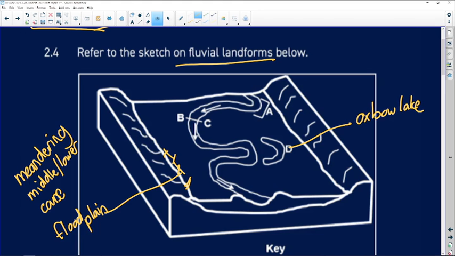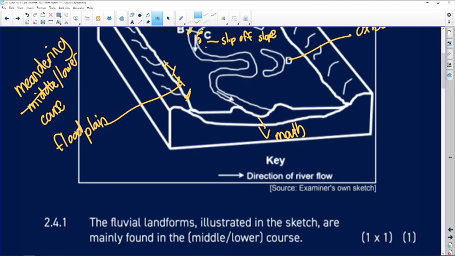And then there's a cross section from B to C. Now, remember, water flows fastest on the outside bends. So B is known as the undercut slope. The water flows slower on the inside bends, so we have deposition taking place on the inside bends, and that is known as the slip-off slope. And as you can see, this looks like the mouth. So we can cancel middle course, it's definitely the lower course if I just look at this diagram. Now, let's quickly have a look at the questions being asked regarding this.